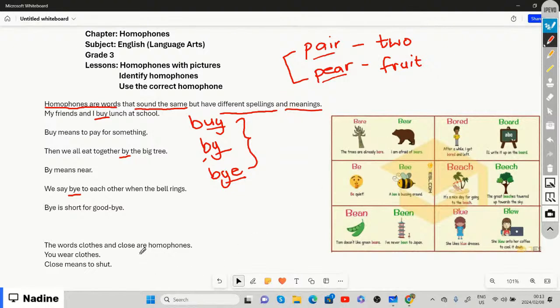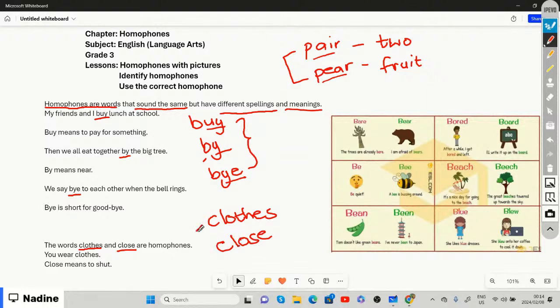Another example of homophones is the word clothes. Some people say clothes and put emphasis on it, but some people won't spell it or say it like that, so they'll say it almost like close. But clothes, spelled CLOTHES, is basically clothing that you wear, like garments, items that you're wearing.